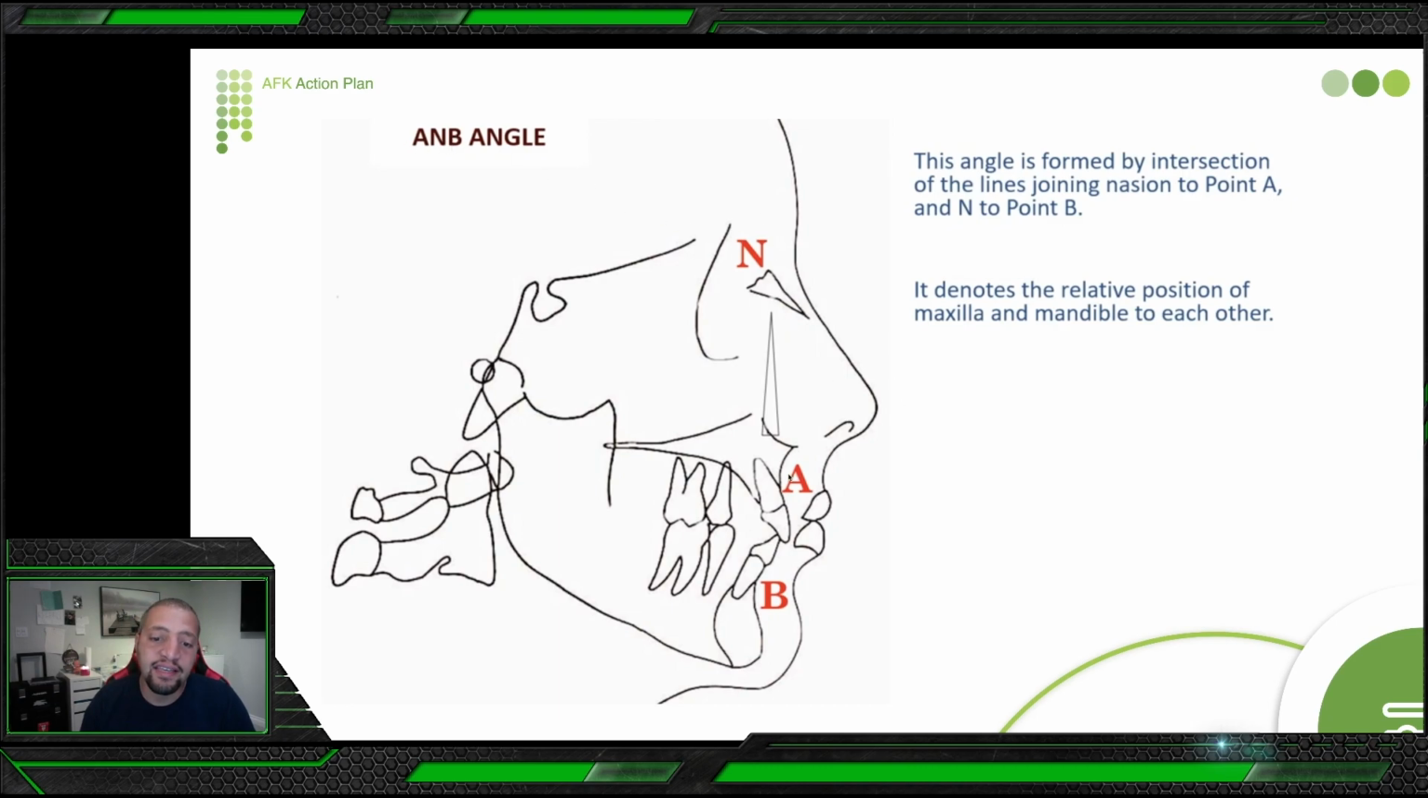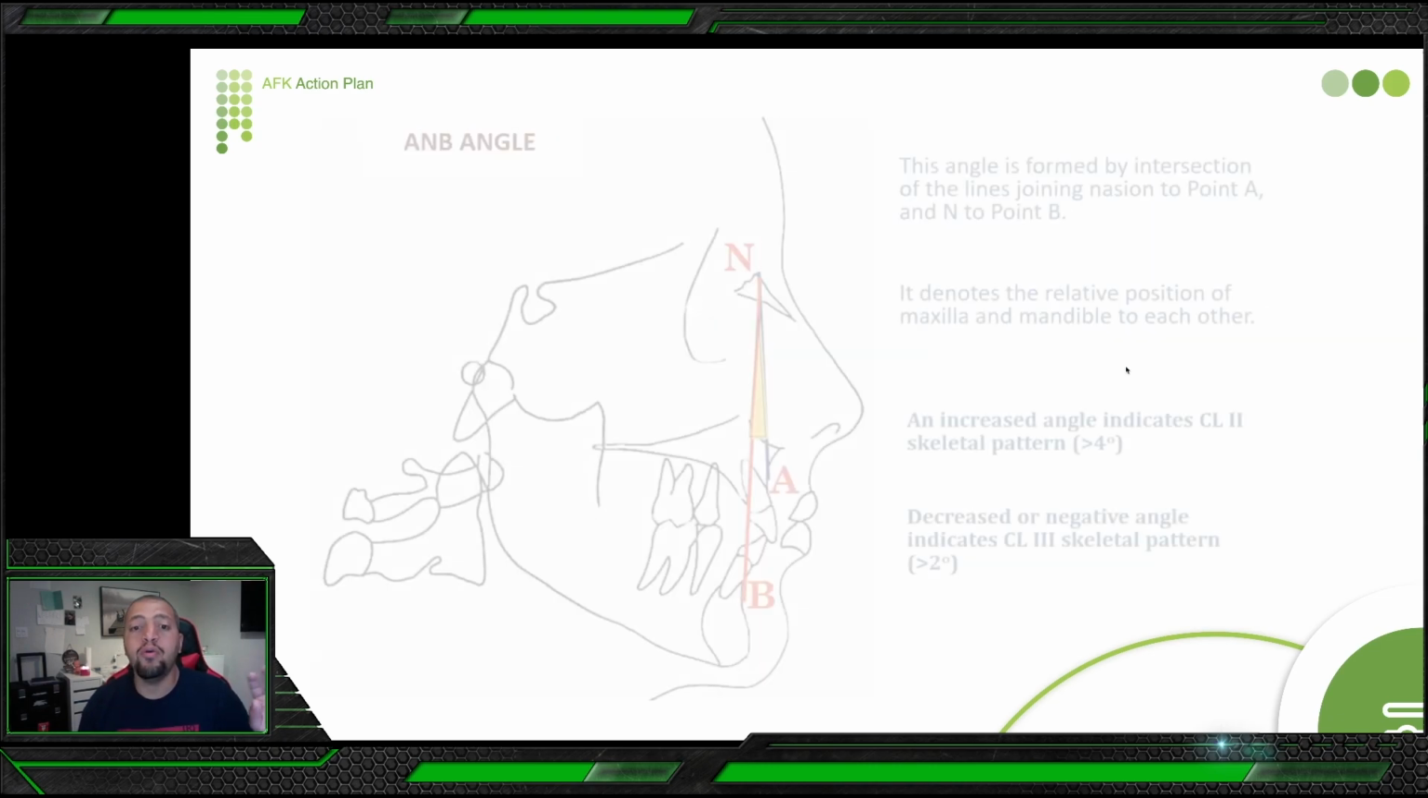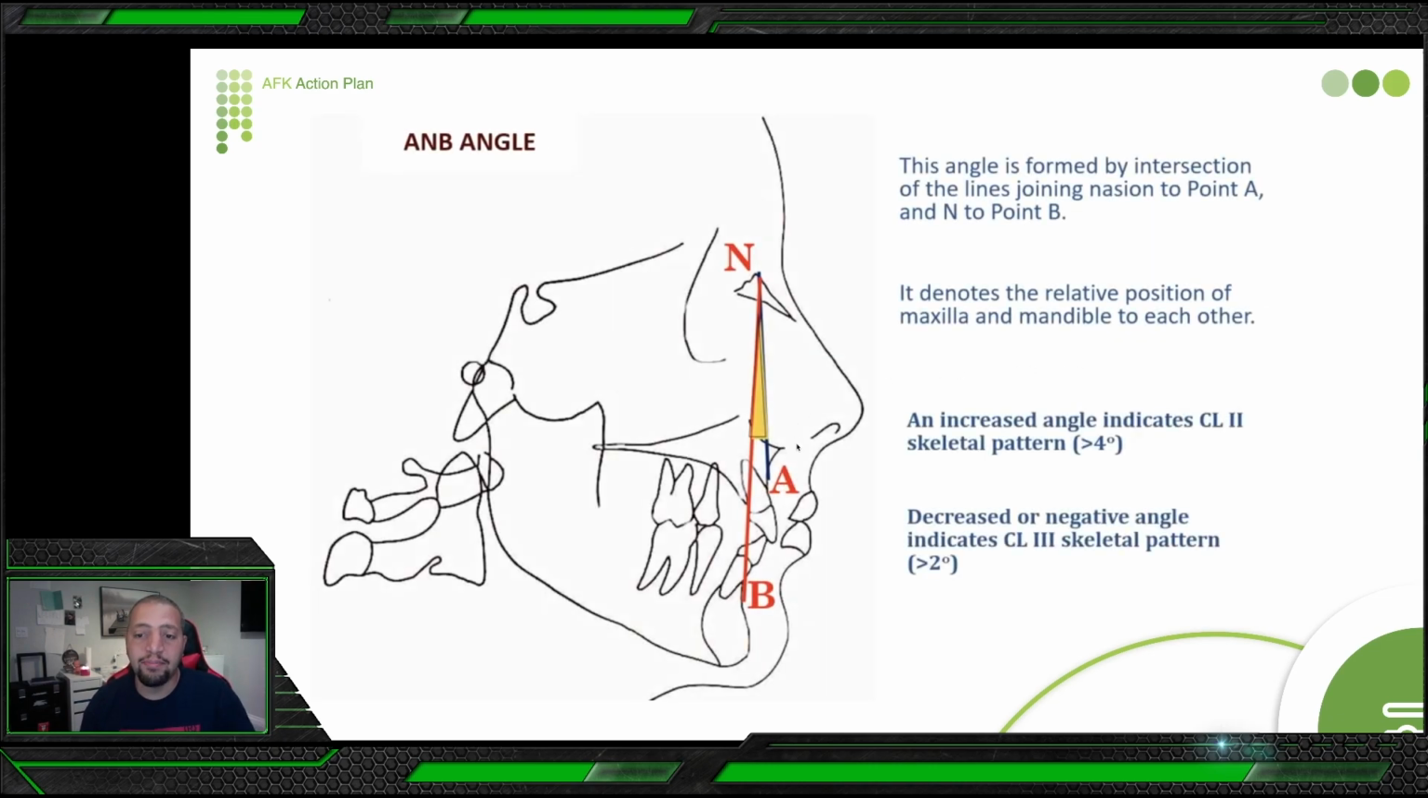AMB is getting the A point from maxilla, B point from mandible, and getting the nasion to get this angle. This angle is formed by the intersection of the line joining nasion to the point A and N to the point B. So 1, 2, 3. It denotes the relative position of maxilla to the mandible to each other. So now we are going to compare the maxilla and mandible to each other.